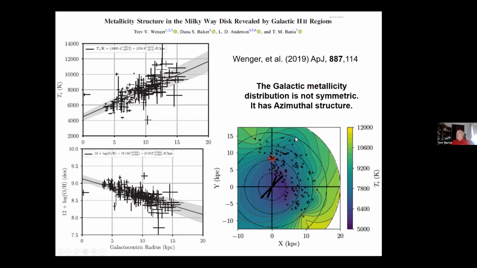And here the dots are the sample of the nebulae that were used. And the contour map is a fancy way of interpolating those dots to turn it into a contour map. And you can see local zones of metal enhancement and metal girth, as it were. So the galaxy has azimuthal structure in metallicity, which is unexpected because due to differential rotation, you would expect it to be well mixed. You would expect it to look pretty much azimuthally symmetric. So that's a result that we're still pondering over and pursuing.